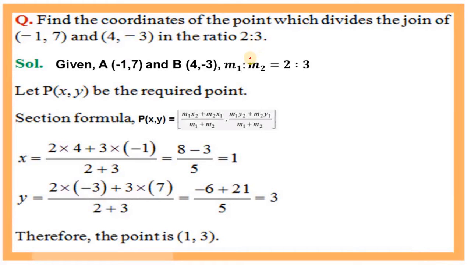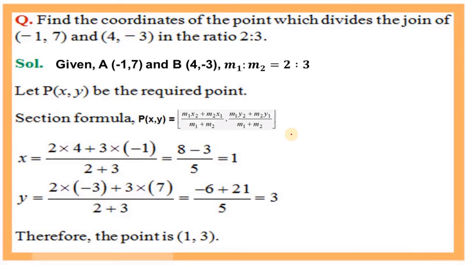So, what is the section formula? Yes, (m1x2 plus m2x1) by (m1 plus m2), comma (m1y2 plus m2y1) by (m1 plus m2). Now, let us first find the coordinate of x. 2 into 4 plus 3 into minus 1 by 2 plus 3, which can be further simplified, we will get 8 minus 3 by 5. How? Yes, 2 into 4 is 8 and 3 into minus 1 is minus 3, and 2 plus 3 is 5. So, we will get 8 minus 3 by 5.